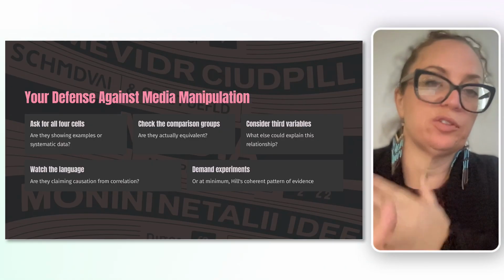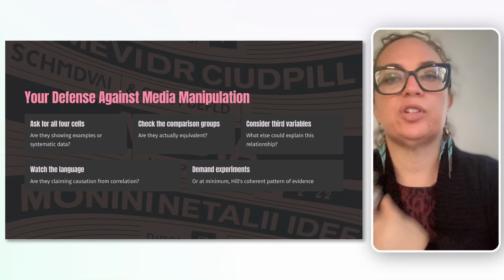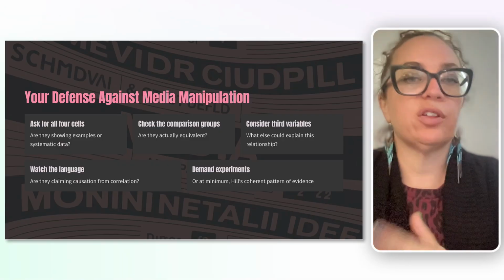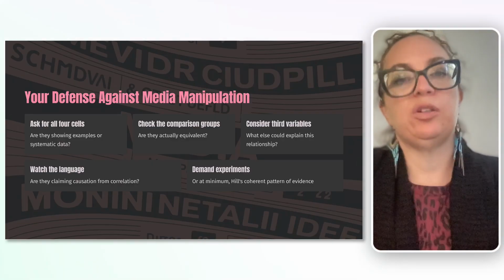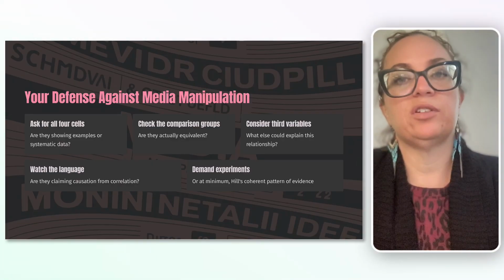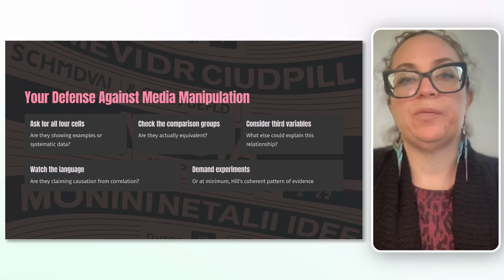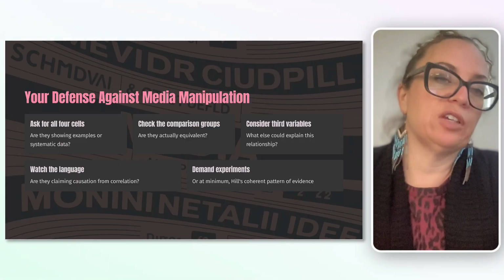So random assignment is, of course, the key. If you randomly assign people to conditions, then on average, every other variable, personality, intelligence, genetics, upbringing, should be equal across groups. The only thing that differs is what you manipulated. And this is why experiments are the gold standard in science.